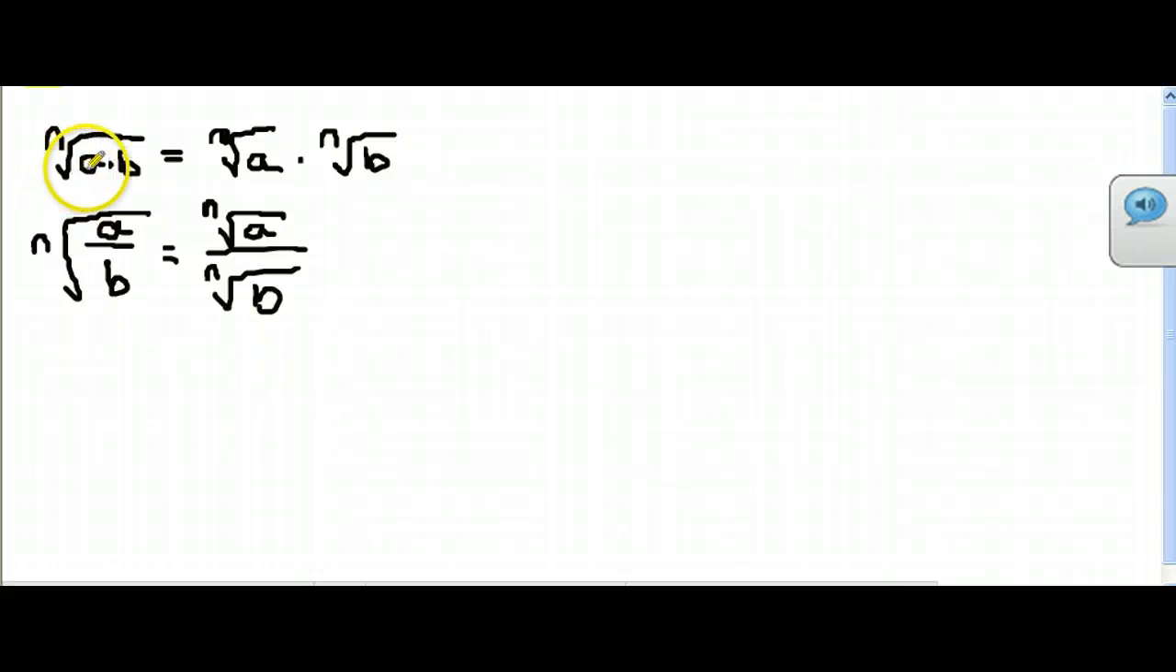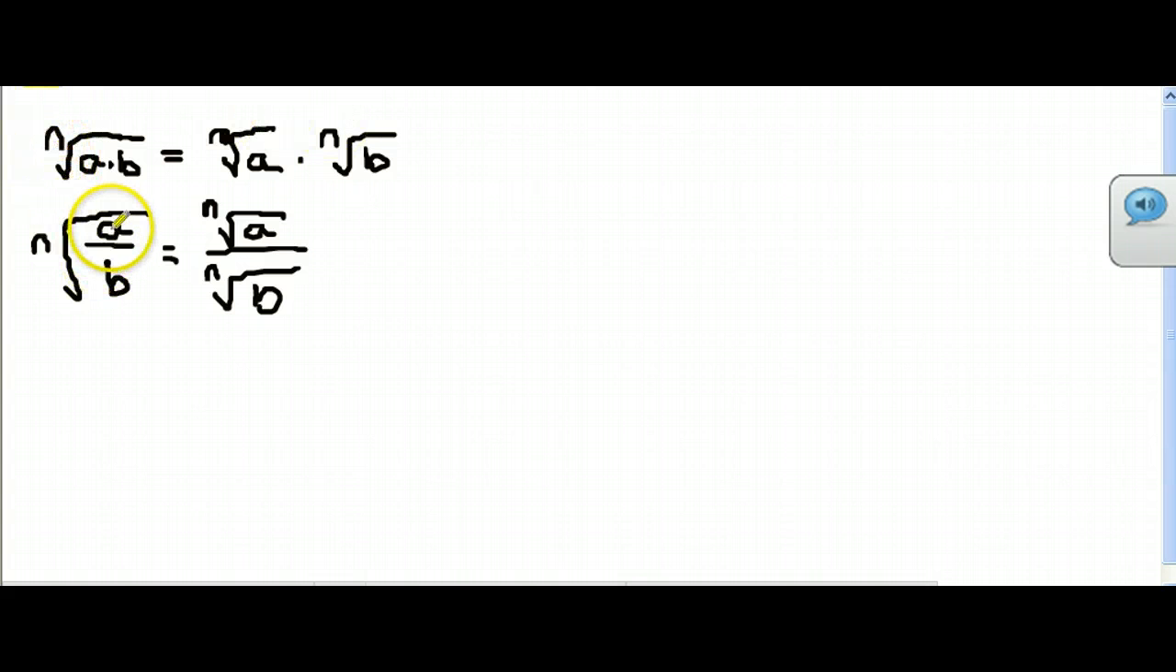And so that formula says if you've got two things multiplied under a root, they can be separated and they can each have their own individual root. So the nth root of a times b can be equal to the nth root of a times the nth root of b. N can be any number. It could be 10, it could be 20. That's just what the root is.